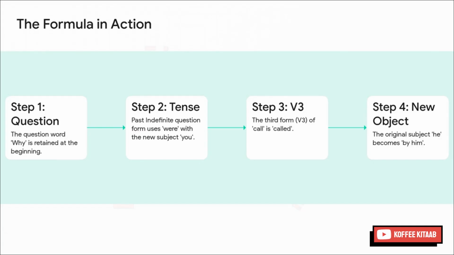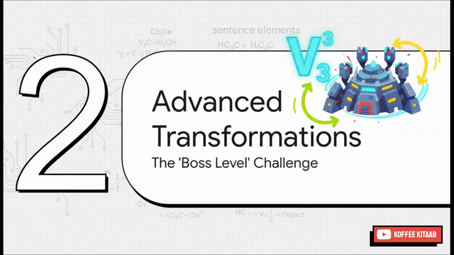Time's up. How'd you do? The correct answer is, why were you called by him? Did you notice how why just stays right there at the beginning? It doesn't move. After that, the rest is just our standard formula. Did call becomes were called because our new subject is you. So you see, even with questions, that core formula is super reliable. It holds strong.